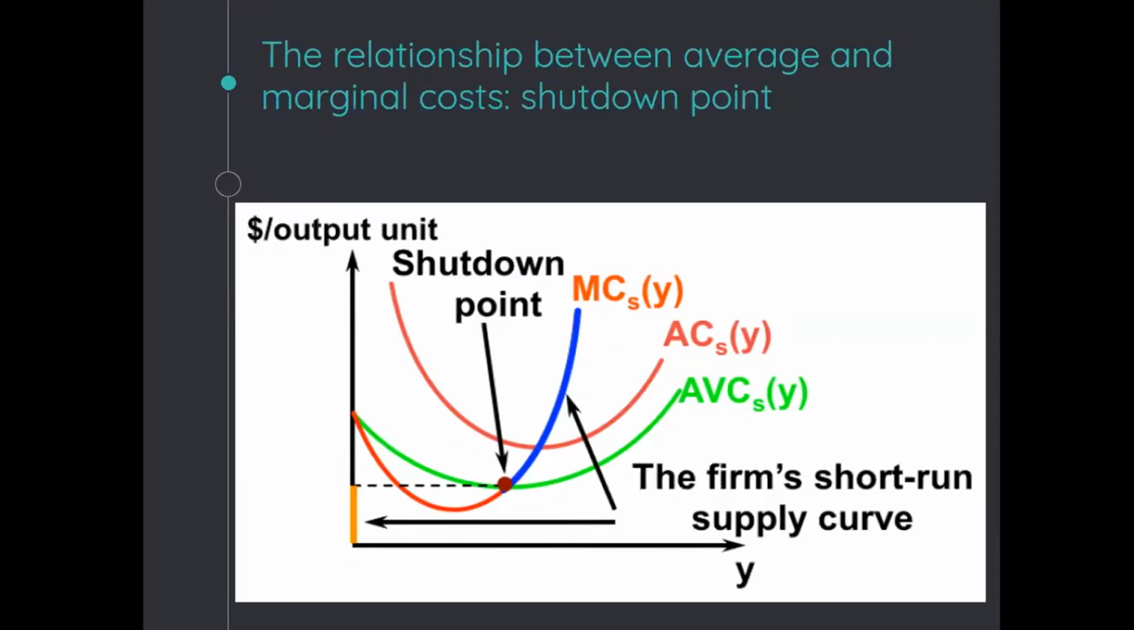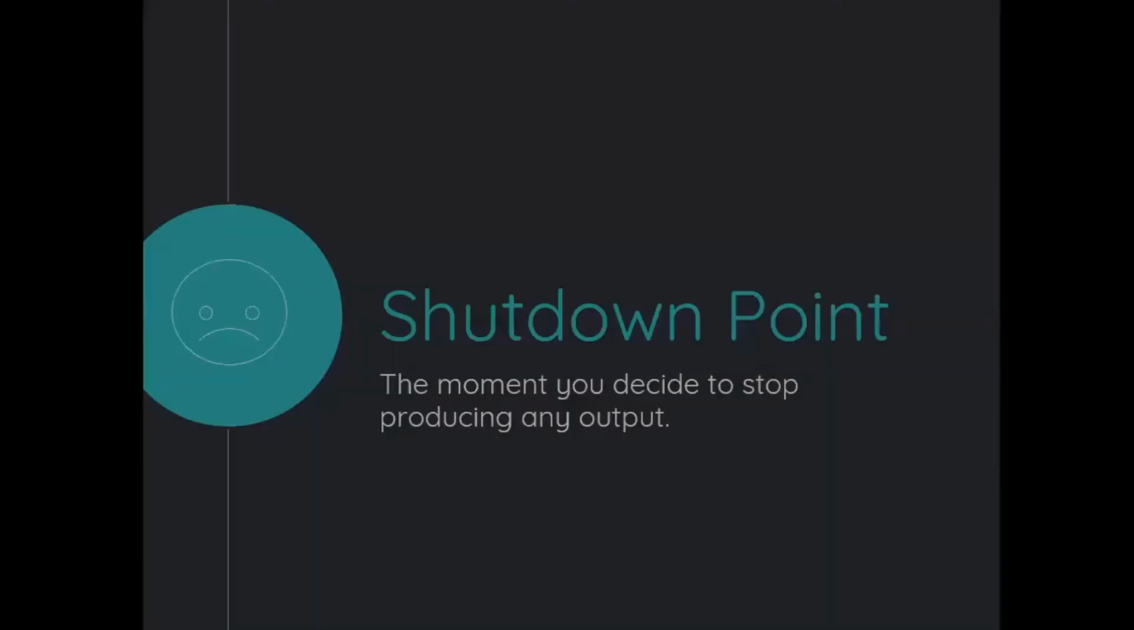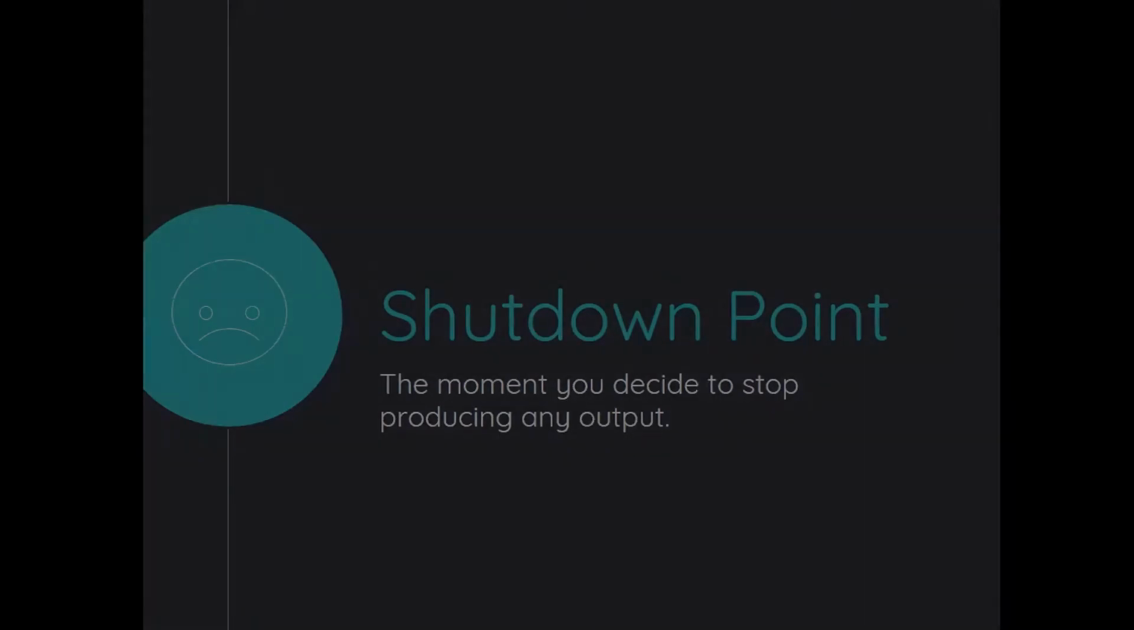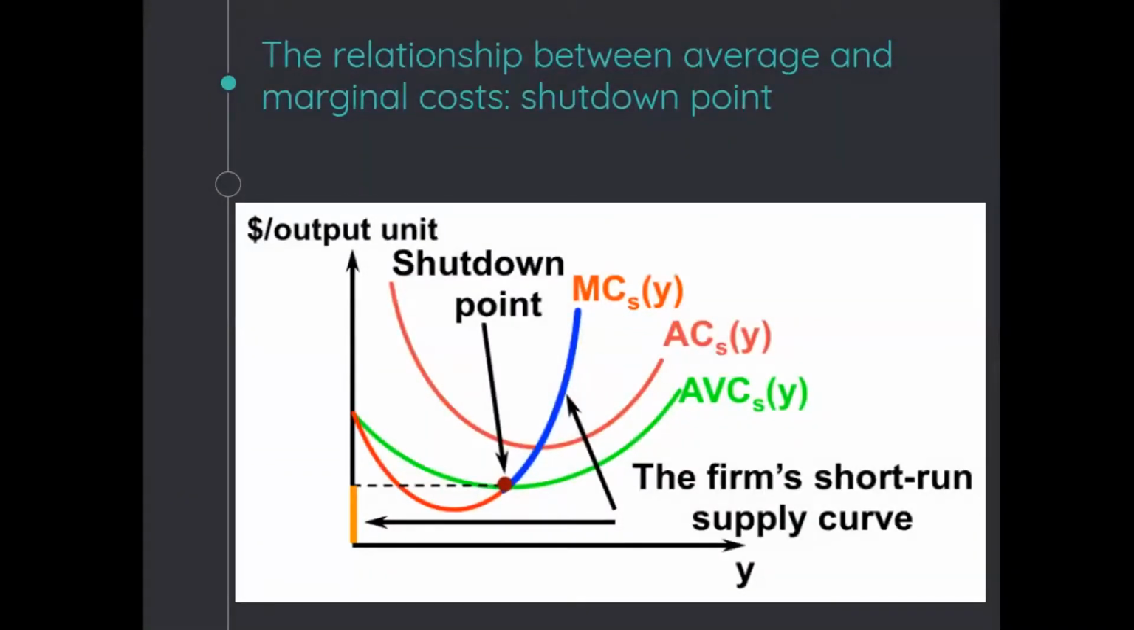So this is the shutdown point. The shutdown point, as it says in the particular slide or in the particular graph, is the minimum AVC from two graphs ago or two slides ago. That point, the minimum of the average variable cost, is also known as the shutdown point. That's the point where it is preferable for the firm to shut down operations and absorb the losses of the fixed cost, rather than actually producing, because every unit produced would lose money. And that's why it's called the shutdown point.